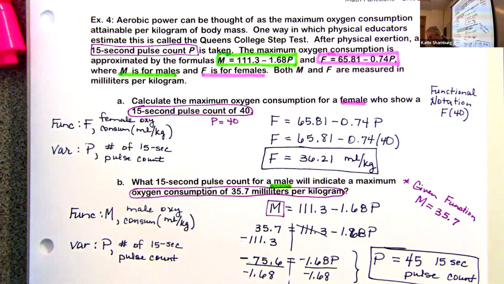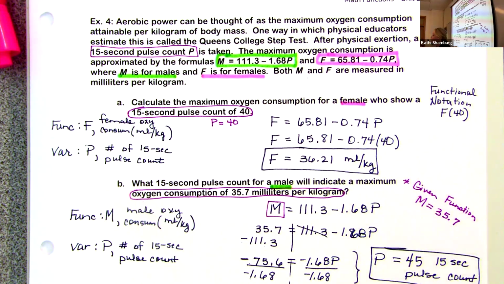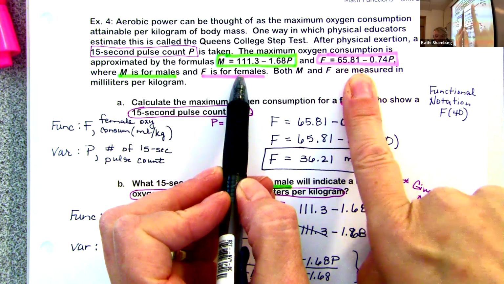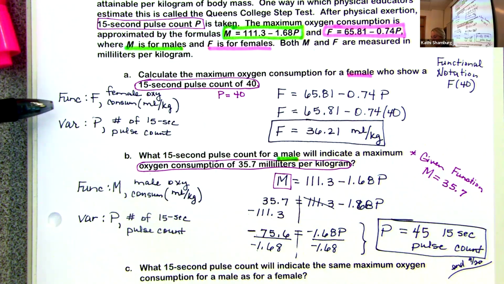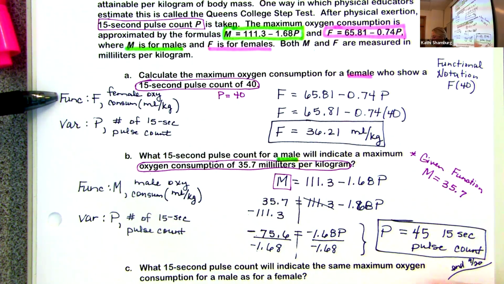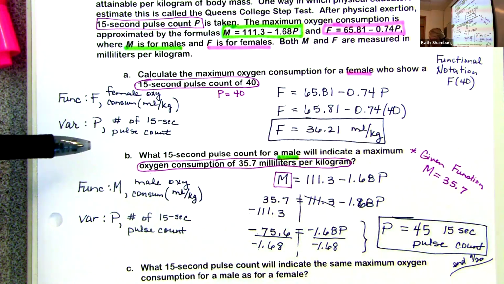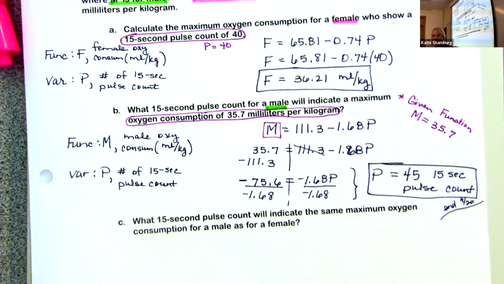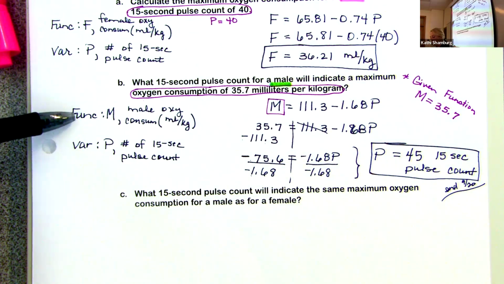Okay. All right. So just to refresh our memory on where we were at, because we were in the middle of an example. We were looking at the oxygen consumption for males and for females. So we were given two different equations. And if you recall, part A dealt with the function being the female, so we used that function formula. The variable was P, which is the number of 15-second pulse count. Now in part B for the males, same variable, but now our function dealt with males.